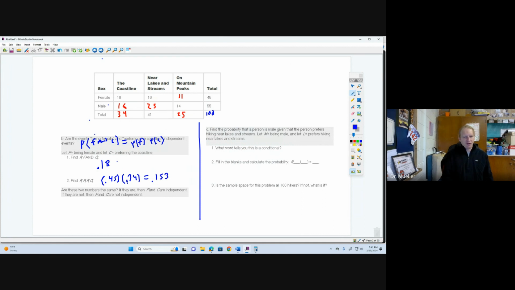So it says, are these numbers the same? The answer is no, they're not the same. If they are, then F and C are independent. If they are not, then F and C are not independent. So it's not independent.